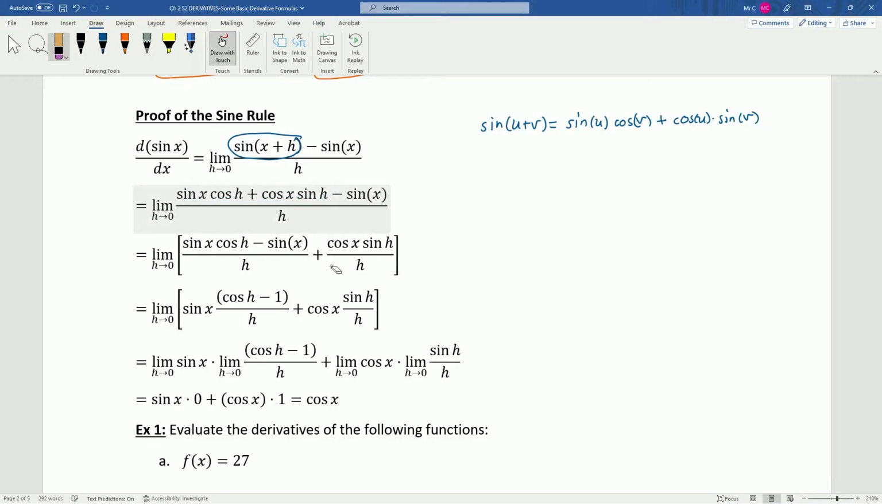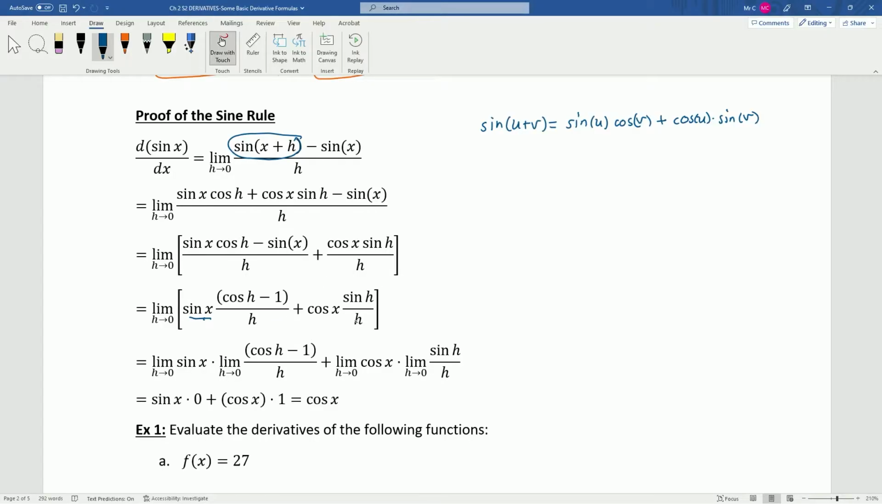And once we do that, we just split the fraction up. So now we've got two fractions here. Sine of x cosine of h minus sine of x all over h plus cosine of x times sine of h over h. And now I'm going to write these slightly differently again. For this first fraction, I factor out sine of x. I get sine of x times cosine h minus 1 over h plus cosine of x times sine h over h.